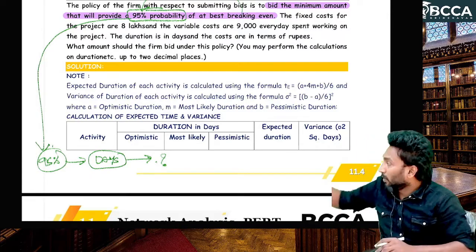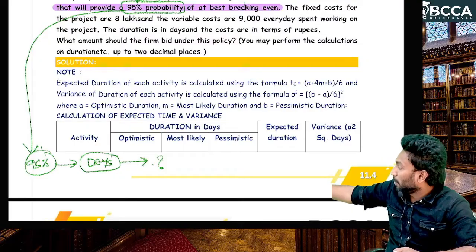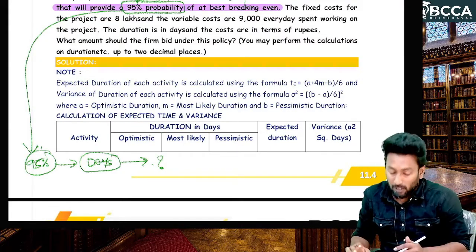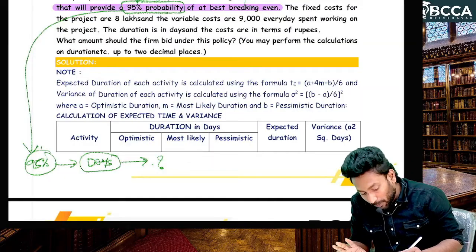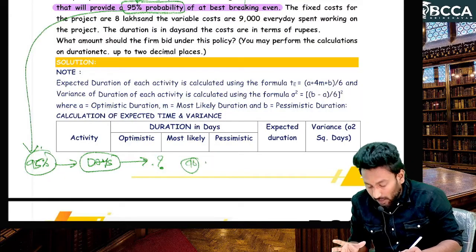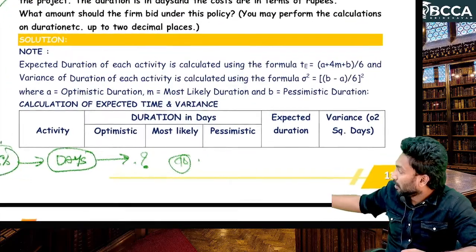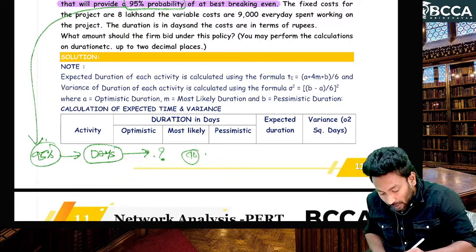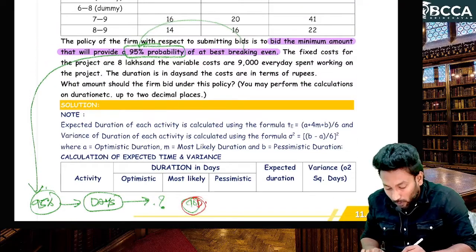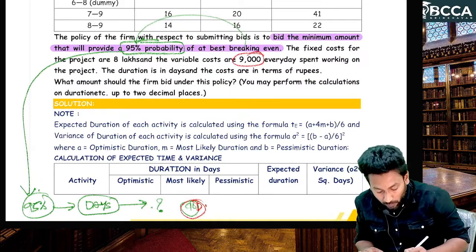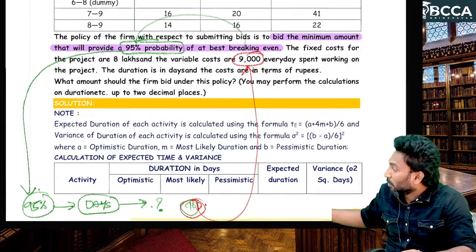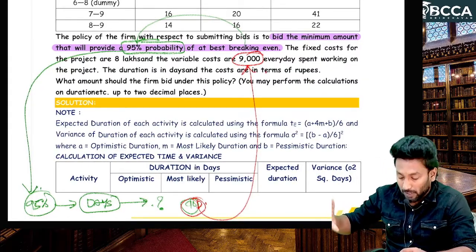Okay, so with 95 percentage of probability, within how many days can I complete the project? That number of days we have to calculate. Let's say for example 90 days. Within 90 days you can complete with 95 percent probability. So for that 90 days you have to calculate the total cost, and for that total cost you will submit the bid, sir. That is the basic point here.